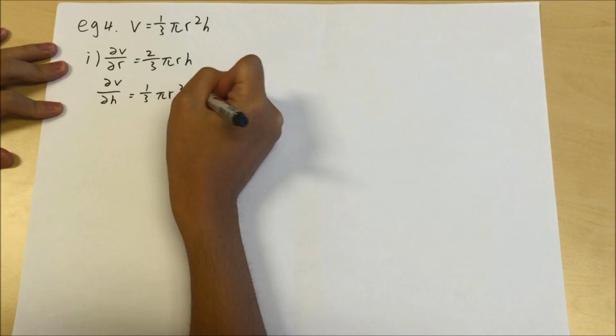We start off with del V over del r. We differentiate r, so it is equal to 2 over 3 pi r h. Then we follow by del V over del h, where we differentiate h, which is equal to 1 over 3 pi r squared.